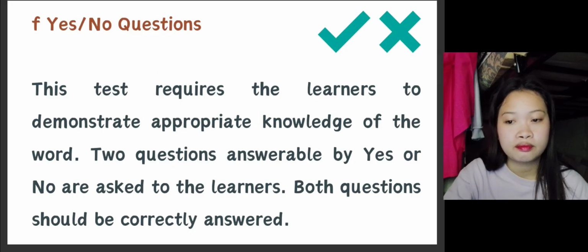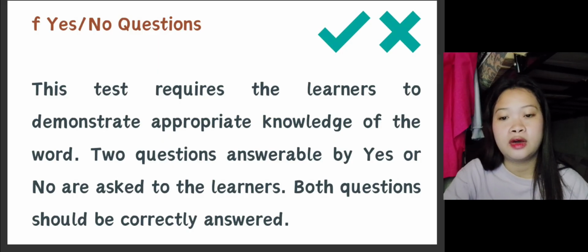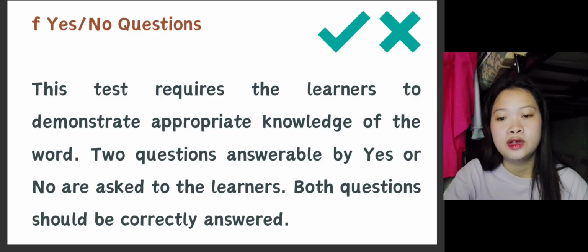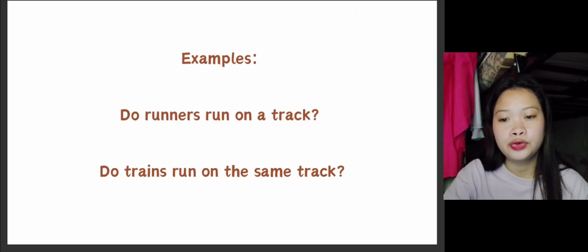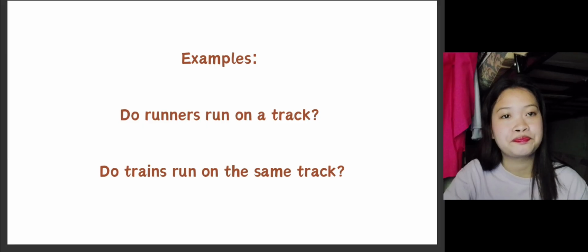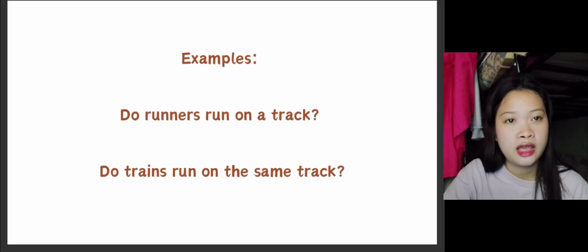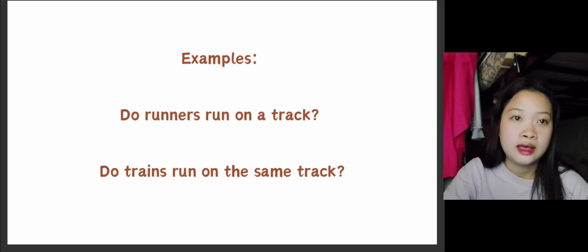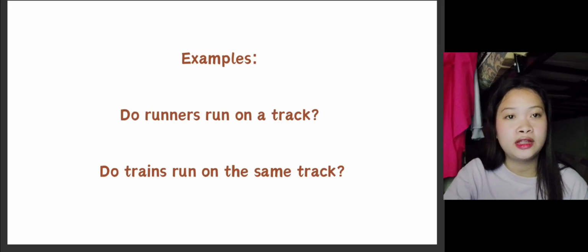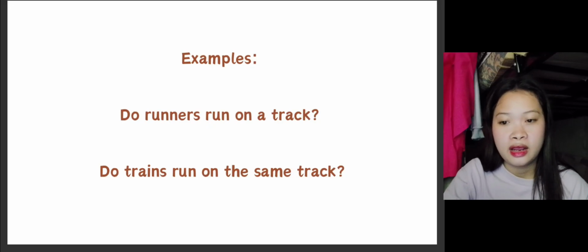So, we ask two questions to the learners, answerable by yes or no. And these questions should be answered correctly. For example, do runners run on a track? Yes or no? Do runners run on a track? Yes. Because a track is where runners run.